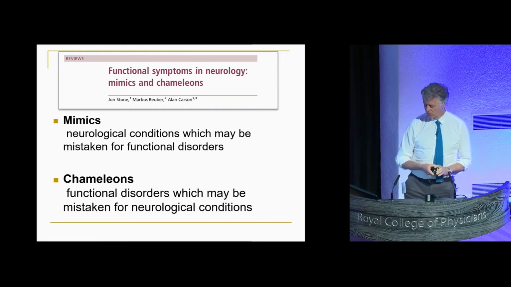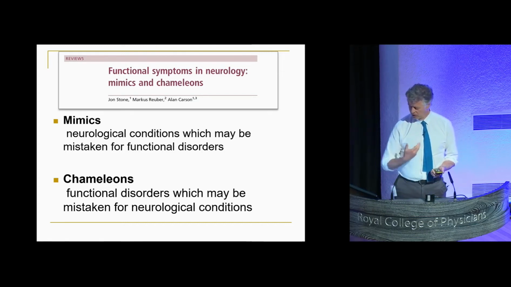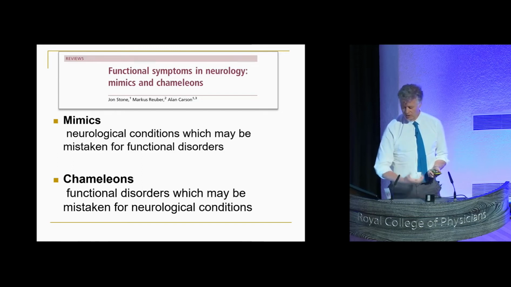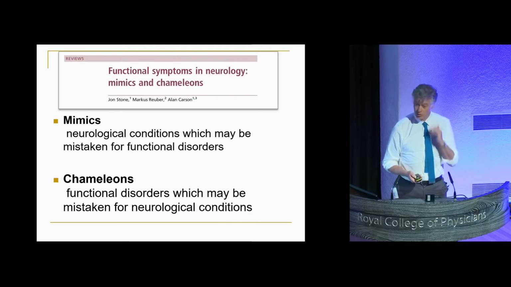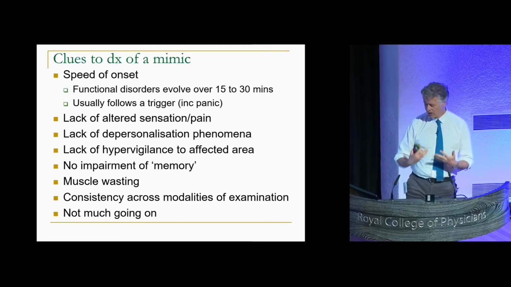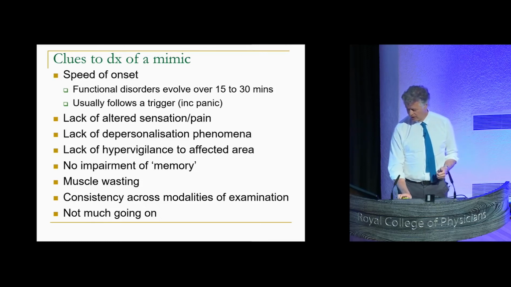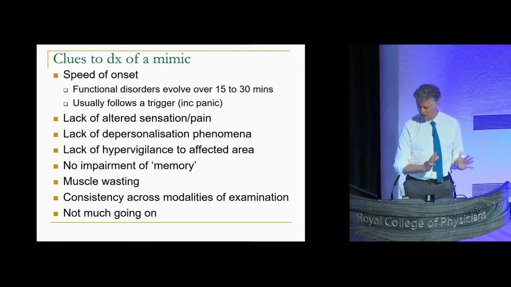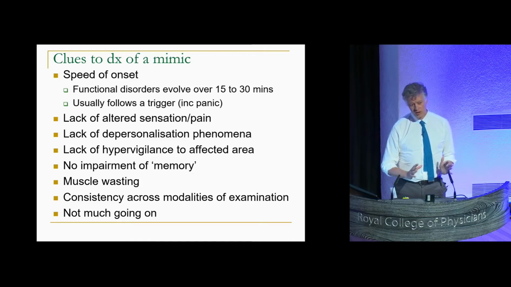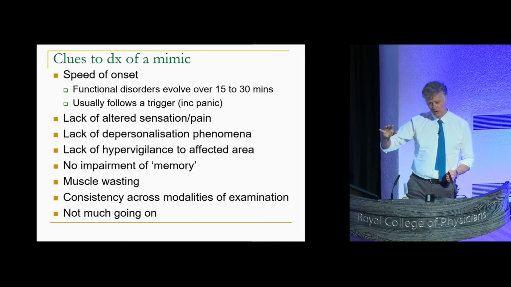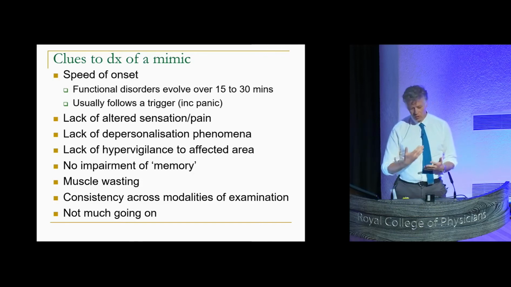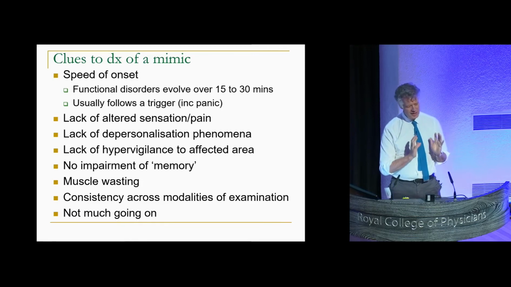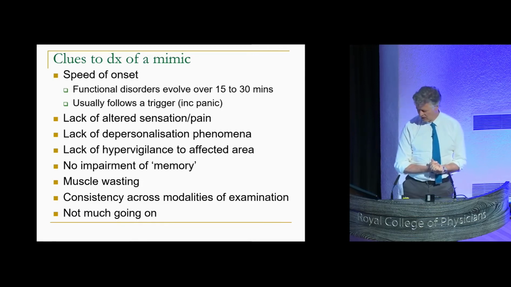We can think of neurological conditions which may be mistaken for functional disorders, and we can think of the chameleons, functional disorders which might be mistaken for neurological conditions. If we're thinking of the mimics, there are a few clues I find helpful over the years, because just occasionally things get sent as functional, and you say, no, actually, I don't think it is. Sudden onset functional disorders are incredibly rare. And by sudden onset, I mean that speed of onset. They evolve. The stroke-like functional presentations tend to evolve over 10 to 15 minutes. It's not quite that instantaneousness that you get in other areas.